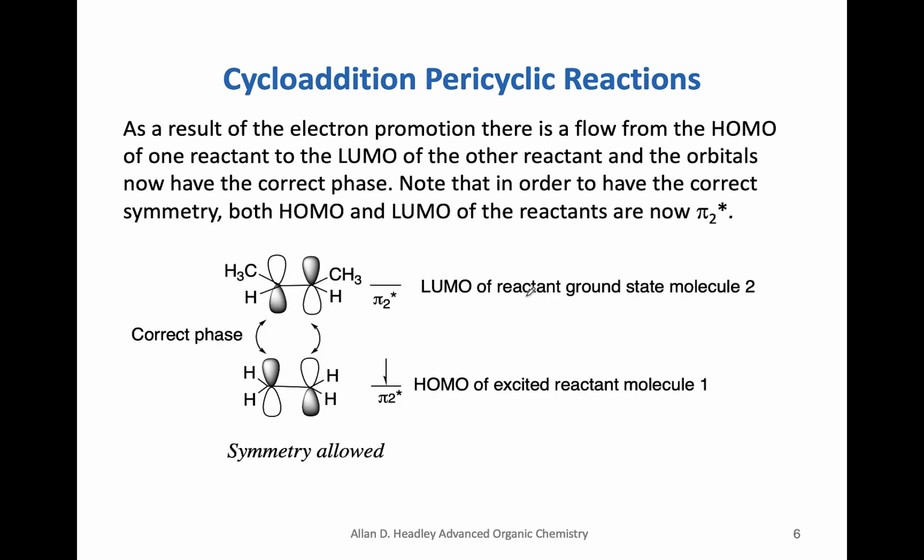What that results in is that now we have the correct phase, or this is now symmetry allowed, for electrons to move from the HOMO of one excited molecule into the LUMO of the other molecule, which is the ground state. So again, for this reaction to work, for electrons to flow from the HOMO into the LUMO, it requires excitation by light of one of the reactants so that this will be phase correct or symmetry allowed.